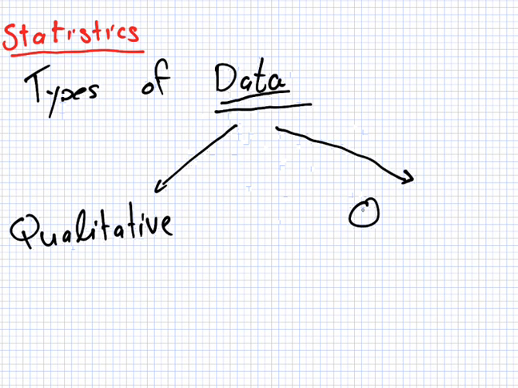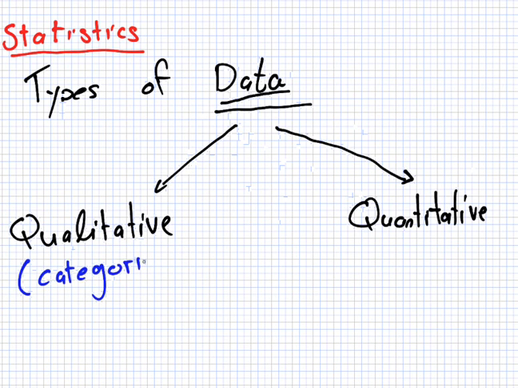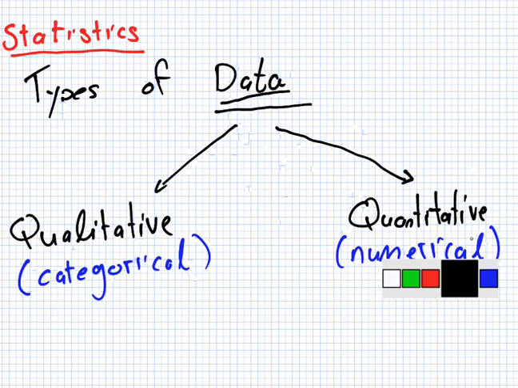Qualitative and quantitative. Although there are other words to describe them, there is a synonym for qualitative and one for quantitative. Qualitative can also be called categorical, and quantitative can be called numerical.